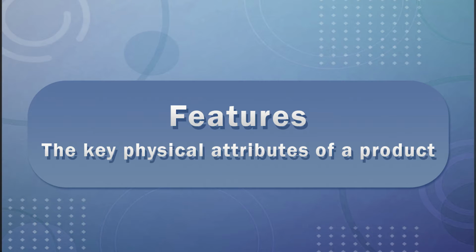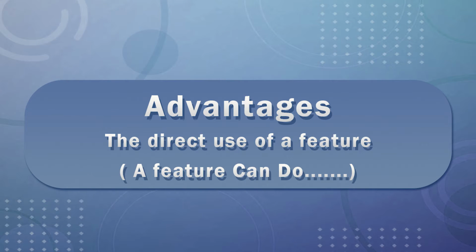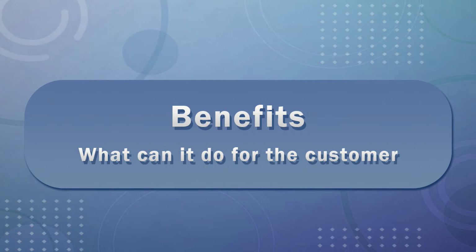Now, what's the feature? Pick up any product or a service. Whatever are the characteristics or physical attributes of any product are features. Pretty simple. What is an advantage? What those features can do. Just write "can do," and that feature will become the advantage. And the benefit is always derived by the user, by the customer.